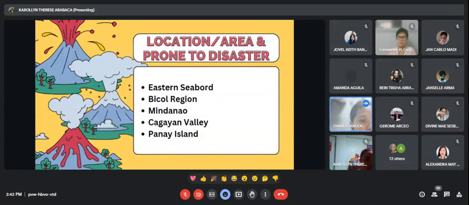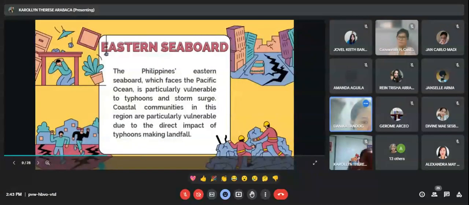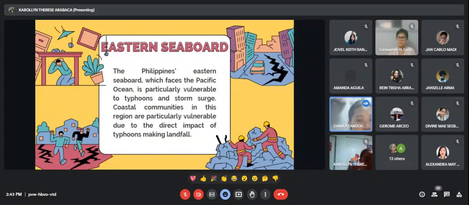So the locations and areas prone to disaster are Eastern Seaboard, Bicol Region, Mindanao, Cagayan Valley, Panay Island. So next slide po. Here we have the Eastern Seaboard. The Philippines' Eastern Seaboard, which faces the Pacific Ocean, is particularly vulnerable to typhoons and storm surge. Yung coastal communities in this region are particularly vulnerable due to the direct impact of typhoons making landfall.